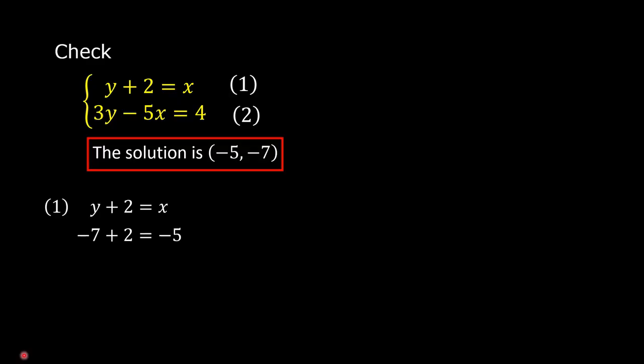Negative 7 plus 2 is negative 5. So negative 5 is equal to negative 5. This is a true numerical statement. Let's go to equation 2. Equation 2 is 3y minus 5x is equal to 4. We substitute negative 5 for x and negative 7 for y.